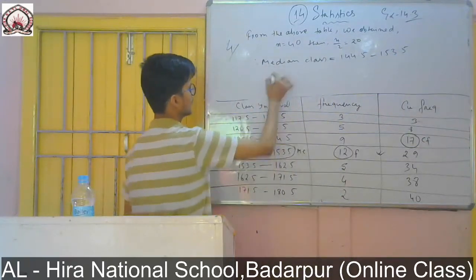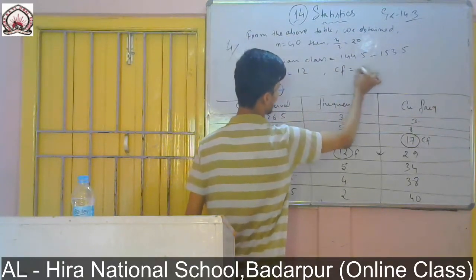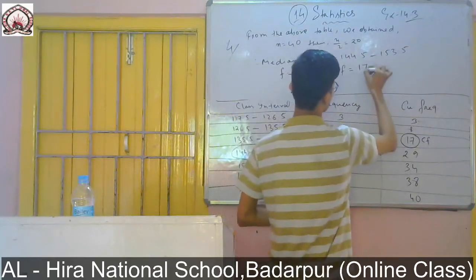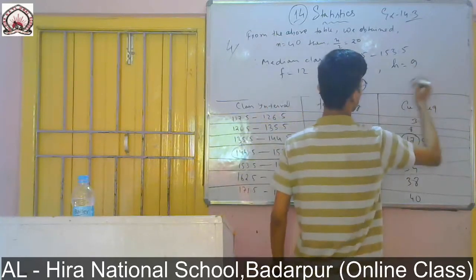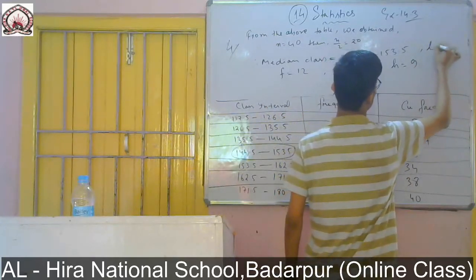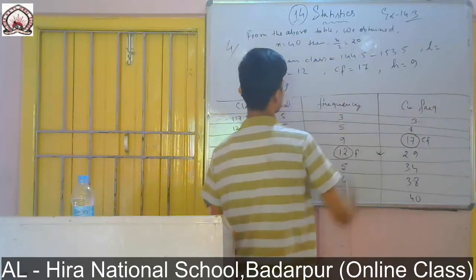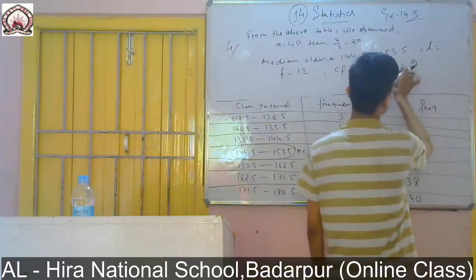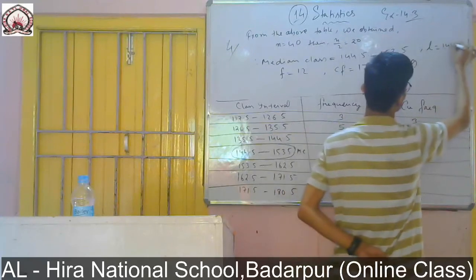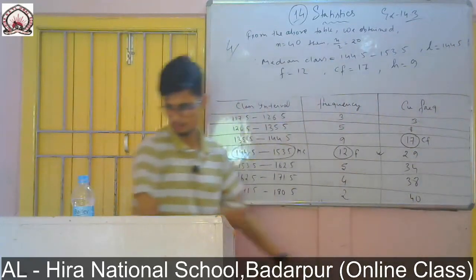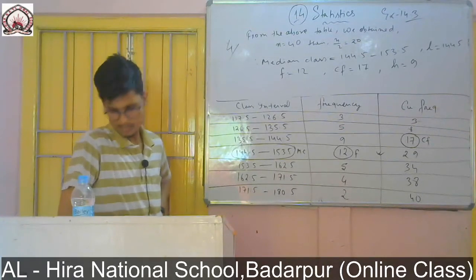The next one, frequency, it will be 12. Cumulative frequency, it will be 17. Height, it will be 9. And one thing left, lower limit of the class. You write one by one. I am writing here directly, but you write it in full. In the exam also, don't write like this. So lower limit is 144.5. Cumulative frequency 17, frequency 12, and height 9.